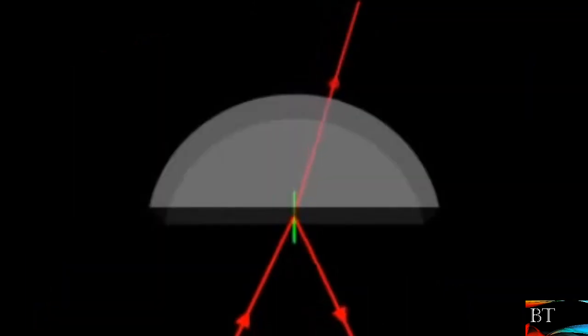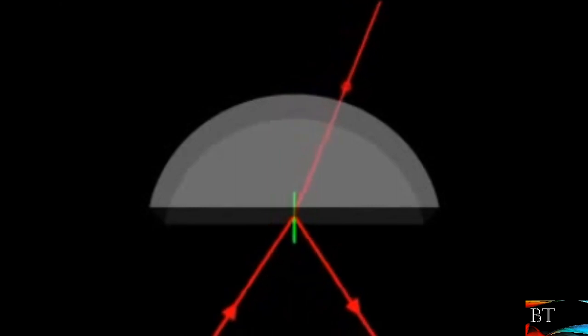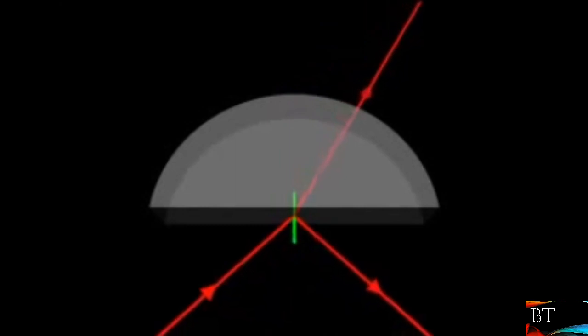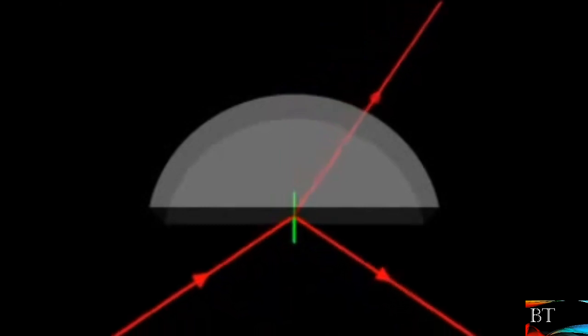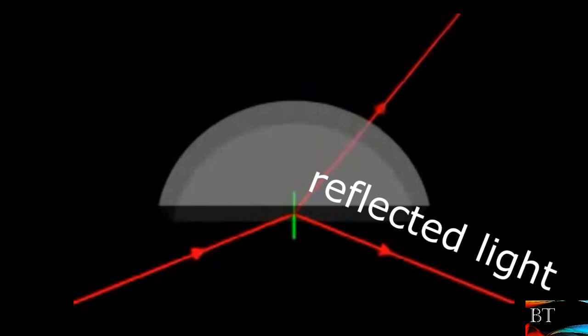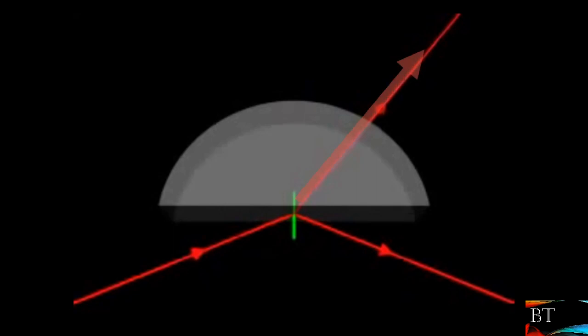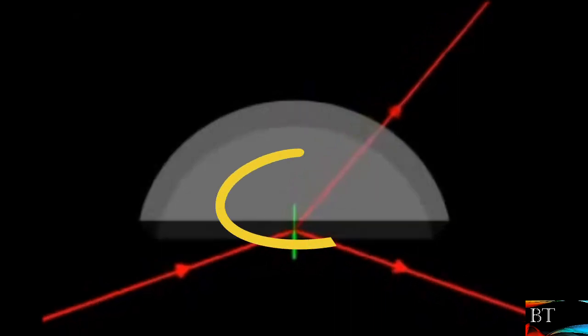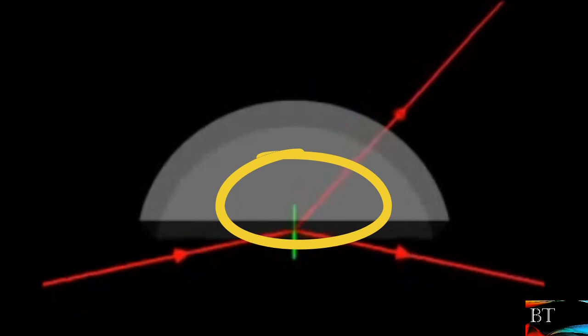When a ray of light traveling in a transparent medium strikes obliquely at the surface of another transparent medium, a part of light returns back to the same medium obeying laws of reflection. This is called reflected light. The remaining part passes into the other medium and travels in a direction different from its initial direction. This is called refracted light. Thus, at the boundary separating two media, light suffers partial reflection and partial refraction.